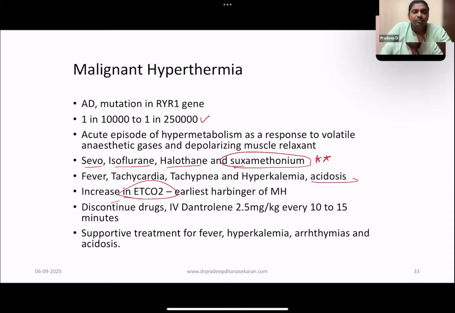So what you should do when you suspect malignant hyperthermia is discontinue the inhalational agents. You start IV dantrolene, which is the emergency drug, at 2.5 milligram per kilogram every 10 to 15 minutes till everything normalizes, till the EtCO2 comes to normalcy. Then supportive treatment is required for hyperkalemia and fever by giving tepid sponging, cool drugs and cool IV fluids, and you also treat the arrhythmia in view of temperature fluctuation.